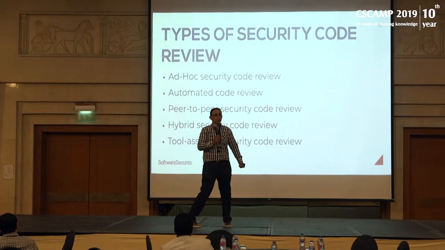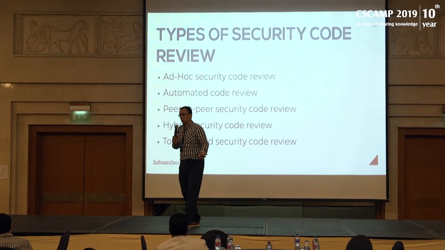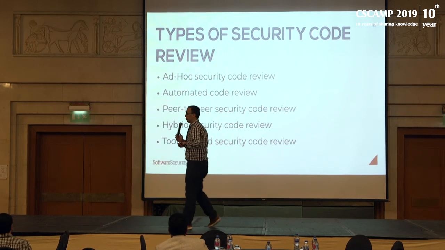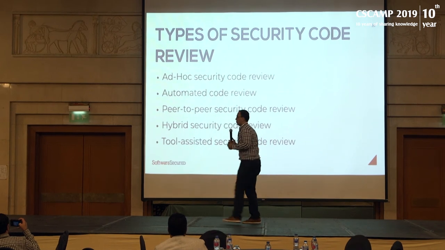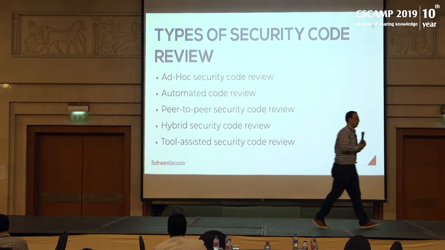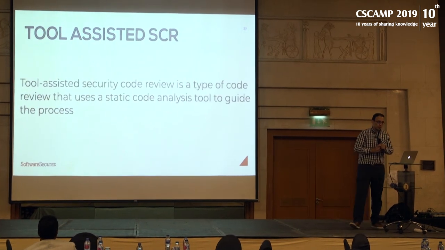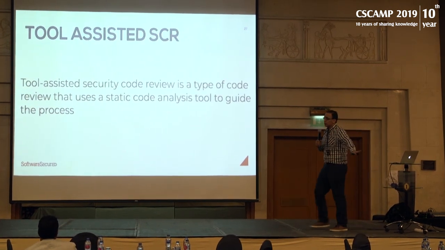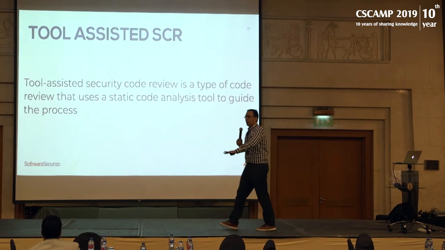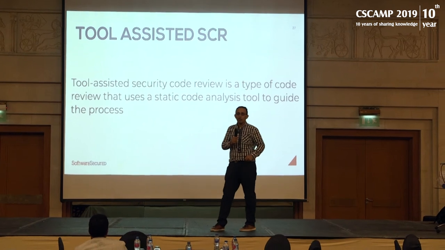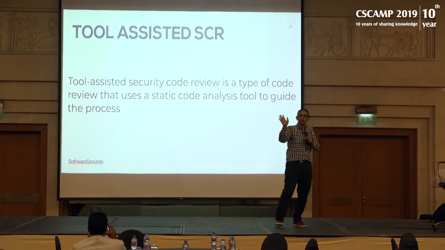Hybrid security code review is something that is called when there is nothing else to be called, right? When there is no other process to do. Tool-assisted security code review is what we are going to discuss now. Tool-assisted security code review is basically a type of code review that uses static code analysis augmented by a person who is manually looking at the results.